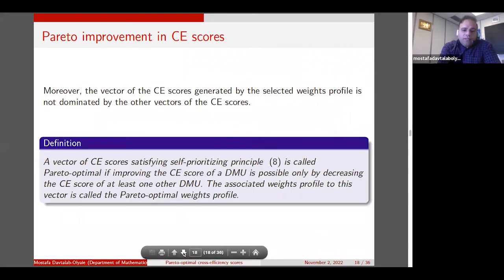Besides this condition, we should generate cross efficiency scores which are not dominated by other vectors of cross efficiency scores. Based on these statements, we gave the following definition: a vector of cross efficiency scores satisfying the self-prioritizing principle is called Pareto-optimal if improving the cross efficiency score of a DMU is possible only by decreasing the cross efficiency score of at least one other DMU. The associated weights provided to this vector are called the Pareto-optimal weights profile.